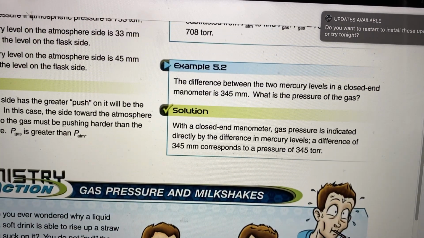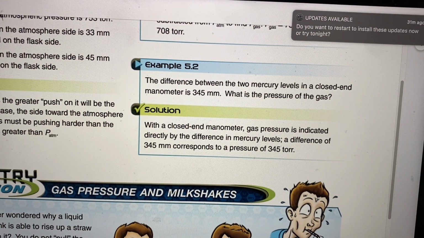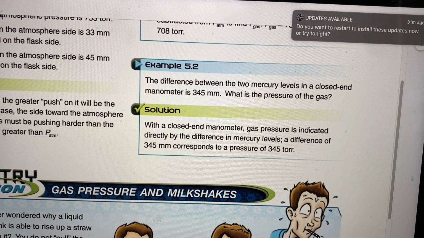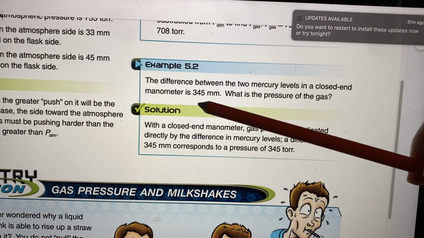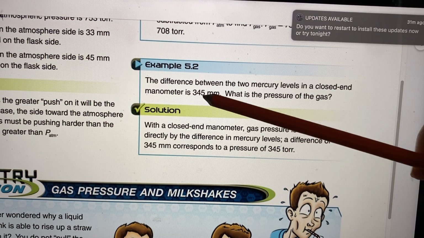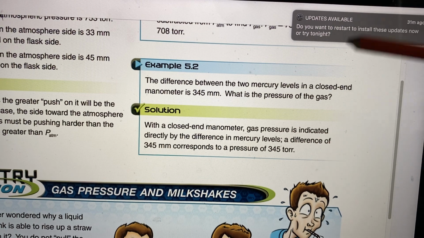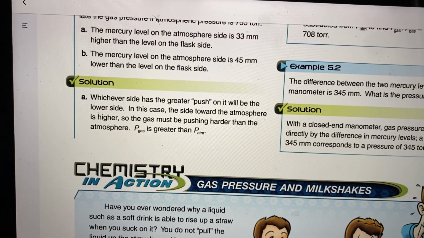Let's go on to this last example here. The difference between the two mercury levels in a closed end, okay, now we're on closed end, is 345. What is the pressure? It's closed, so we don't have to worry about that atmospheric pressure, do we? So what is it going to be? The answer is going to be basically that, 345. You read it. It's in a vacuum, and for a closed one, it's just going to be 345.